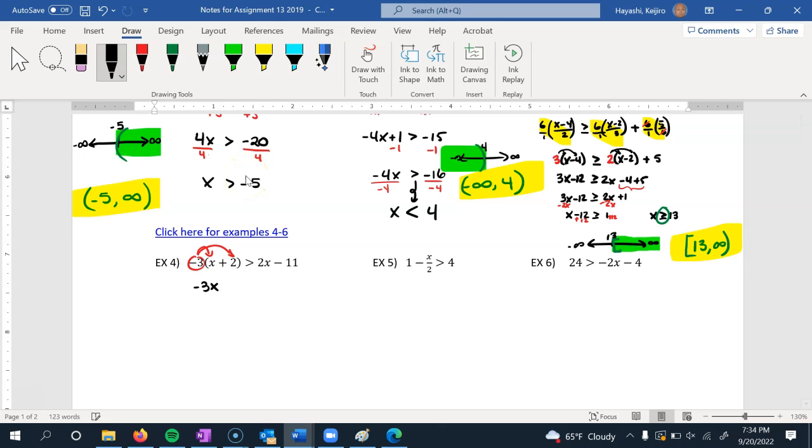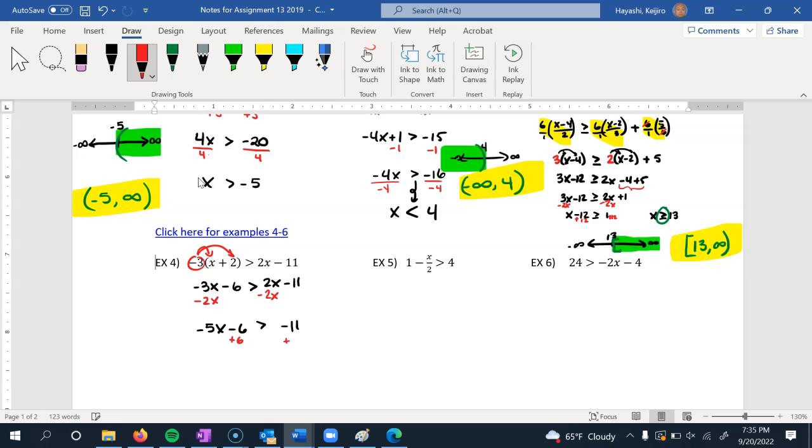So -3 times x is -3x. -3 times +2 is -6. So we've got -3x minus 6 on the left-hand side of this greater than symbol. The right side is just 2x minus 11. Now, while my x is on the left, as tempting as it might be to add 3x to both sides, I'm actually going to subtract 2x instead, so that I get to keep my x's on the left. That's going to give me -5x minus 6 is greater than -11.